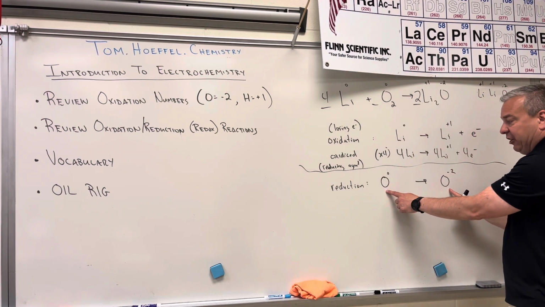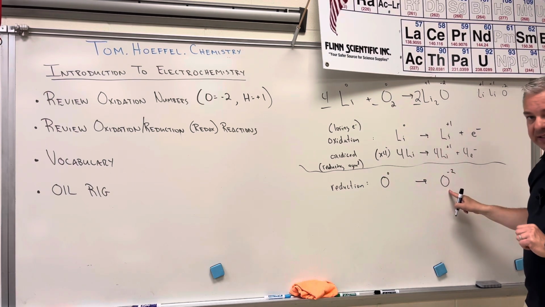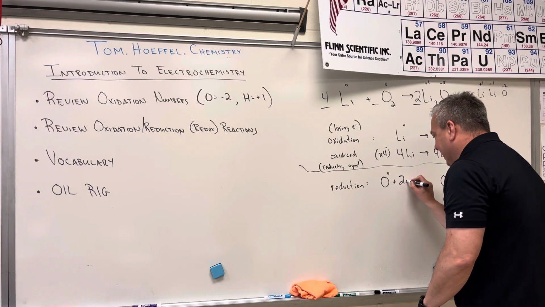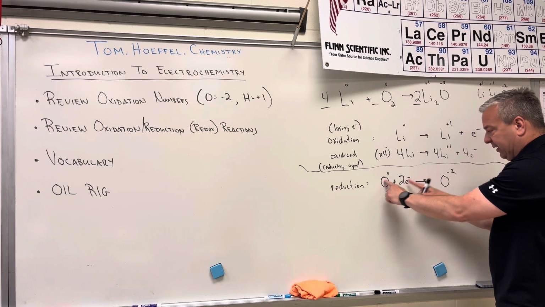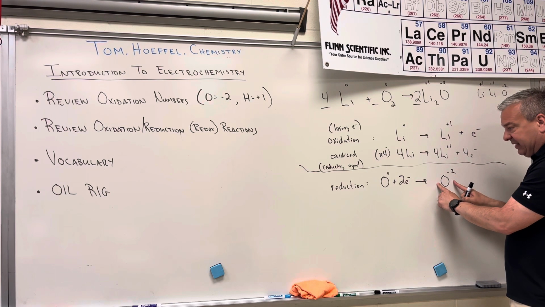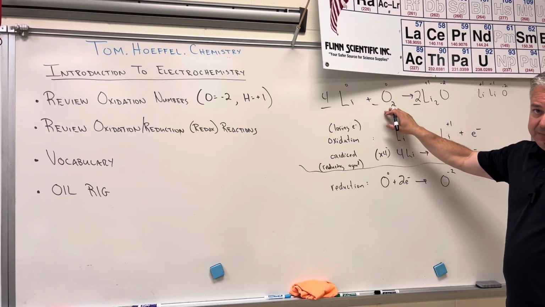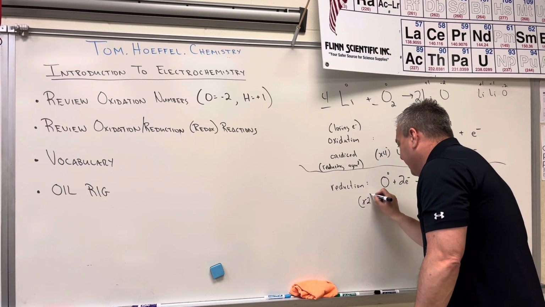Now, this is not a good equation because an oxygen that's neutral is not equal to an oxygen that's -2. So what has to happen to this oxygen is it has to gain 2 electrons. So the oxygen plus 2 electrons will make an oxygen that's -2. Well, this is happening 2 times in the original equation, so I'm going to come down here and multiply it by 2.